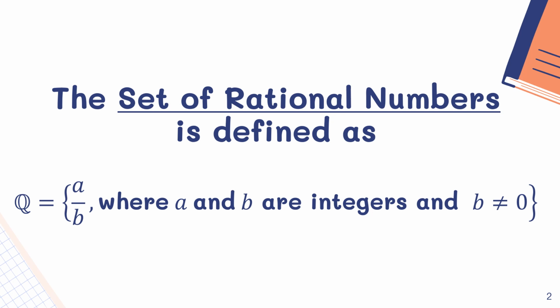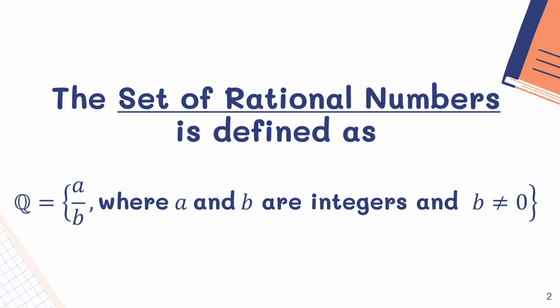Right, so the set Q is A over B, so the set of all numbers A over B, where A and B are integers and B is not allowed to be 0. All right, so A and B can be any integer. That means they can be positive, they can be negative. A is allowed to be 0, but B is not. And these numbers can be as big or as small as you can imagine.